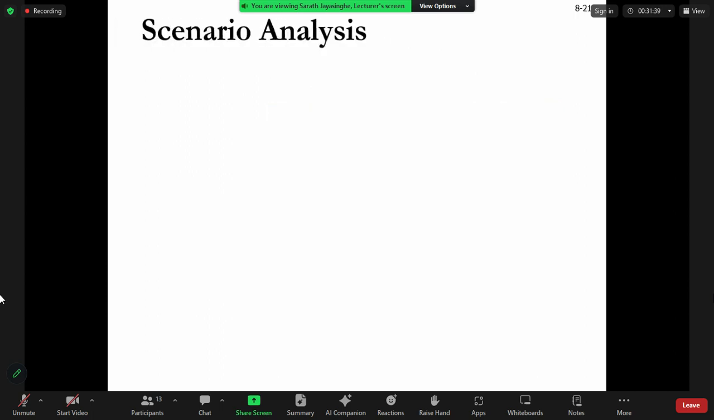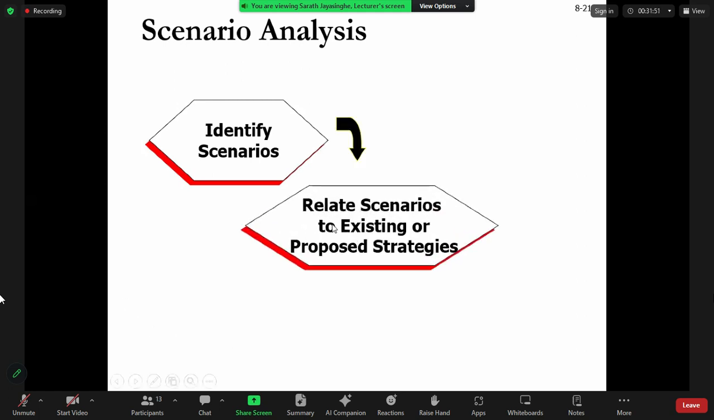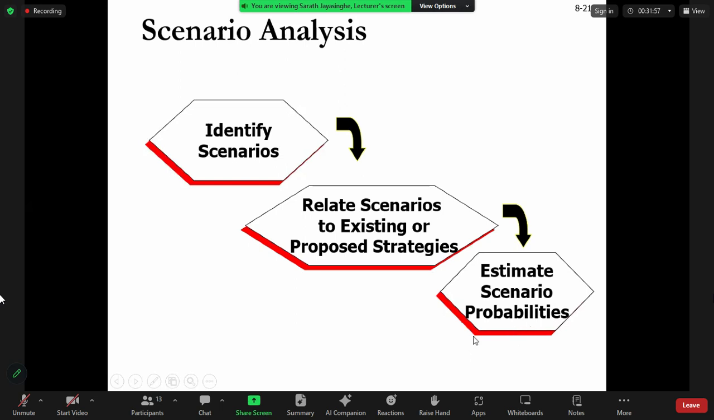Then we have to think about what scenario analysis is, right? We have to identify the scenarios, relate scenarios to existing or proposed strategies, and then estimate scenario probability, right? So what is the scenario?